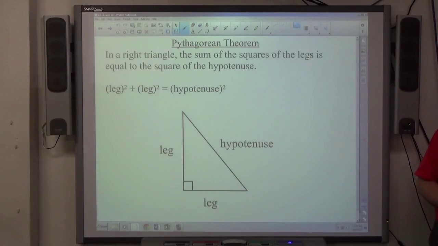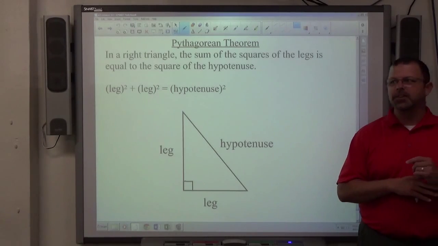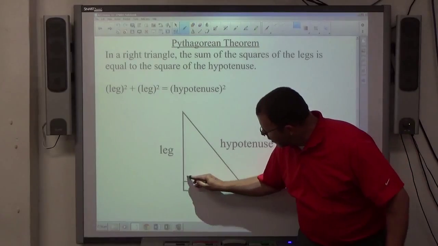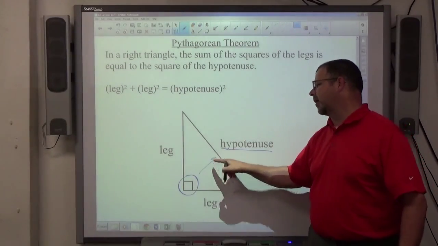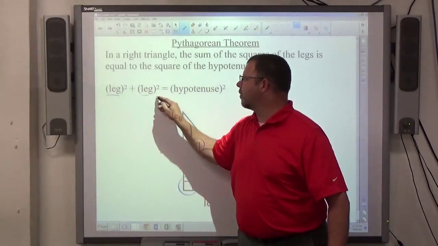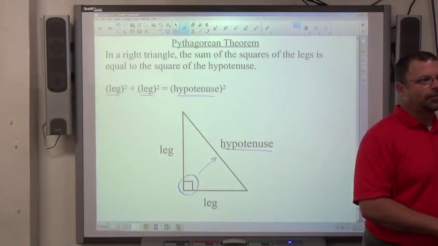Leg squared plus leg squared equals hypotenuse squared. I much prefer that to a squared plus b squared equals c squared because a lot of people don't pay attention to what a, b, and c are. The legs are the two sides creating the right angle. The hypotenuse is the side opposite the right angle. The two legs go together on one side, squared first, then added. The hypotenuse goes on the other side, squared.